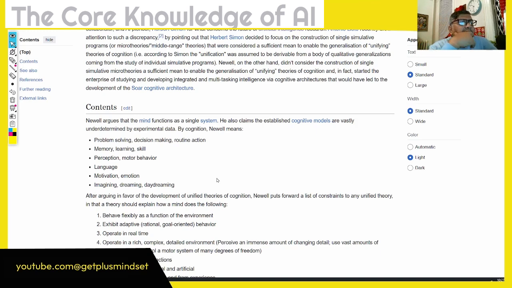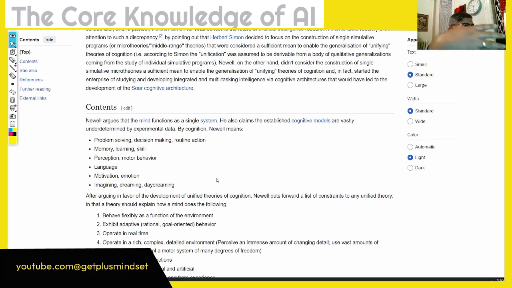So by cognition we mean your cognitive behavior. If I ask what kind of cognitive behavior you have: problem solving, decision making, routine action, memorizing things, learning some new skill, then some of the skills become yours. Like you can read something because you already learned how to read.